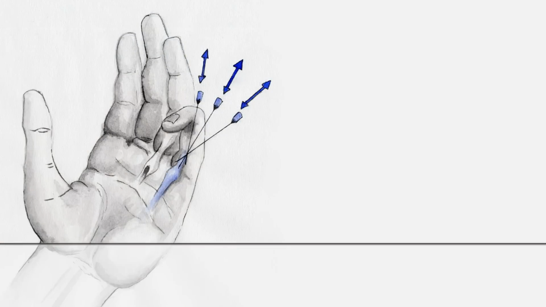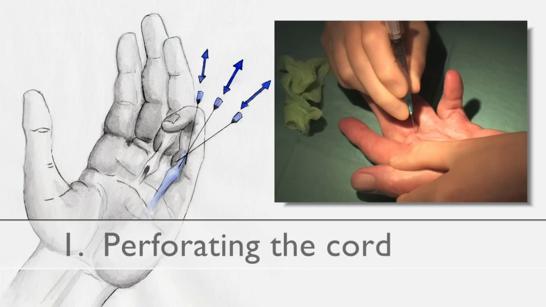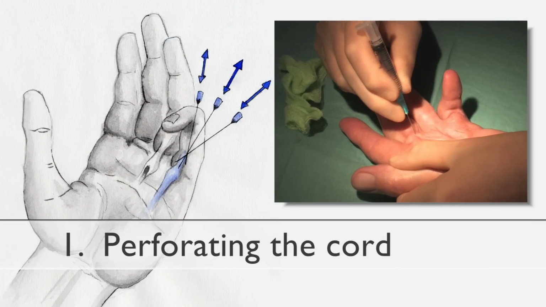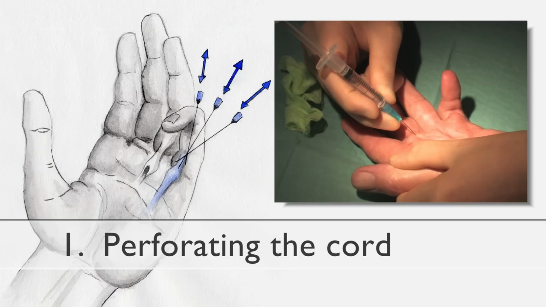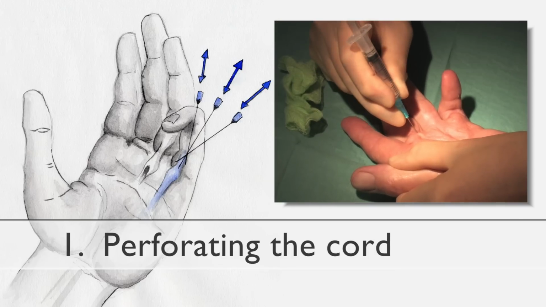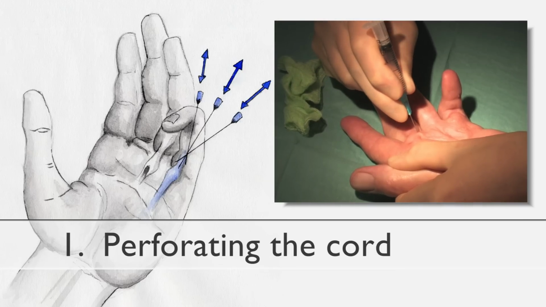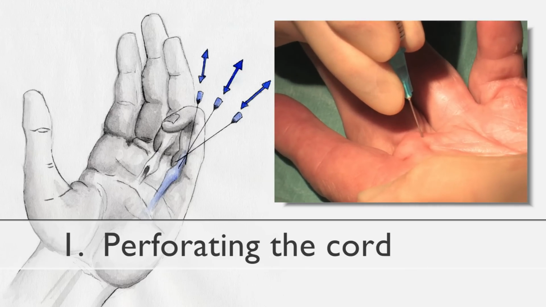There are 3 basic manoeuvres that can be used to divide the cords. Perforating the cord. This helps the surgeon establish the depth and width of the cord. It is often necessary to pass the needle quite superficially and laterally around the cord to ensure the whole width of the cord is perforated by the needle. This manoeuvre also helps to clear the subdermal septi from around the cord.